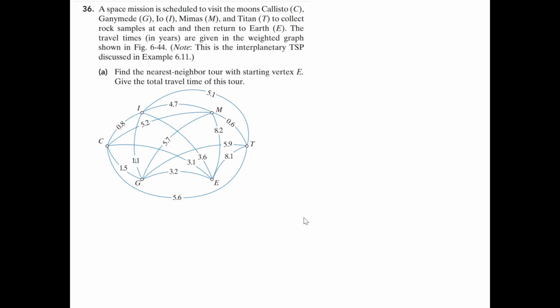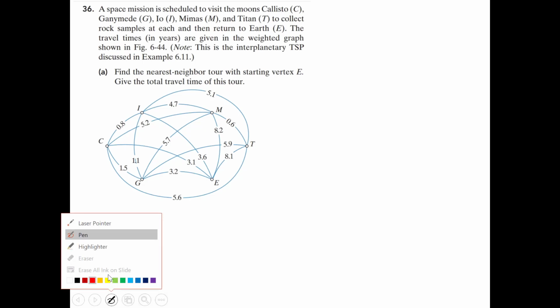Okay. So, a space station is scheduled to visit the moons of Callisto, Ganymede, Io, Mimas, and Titan to collect rock samples at each and then return to Earth, E. The travel times in years are given in the weighted graph shown in figure 6.44. Note this is the interplanetary TSP discussed in example 6.11. Find the nearest neighbor tour starting with vertex E. Give the total travel time of this tour.